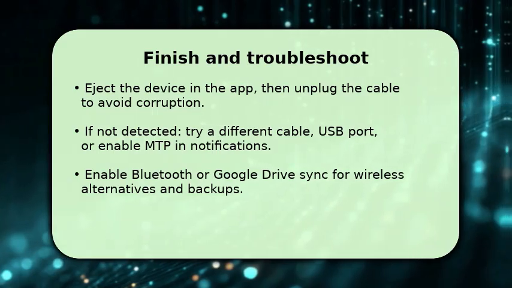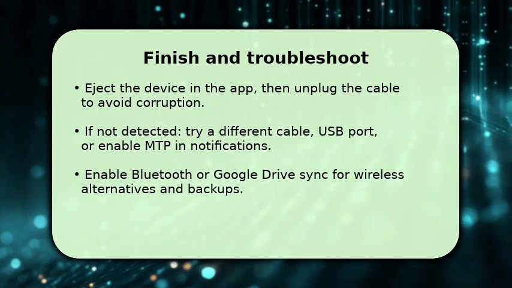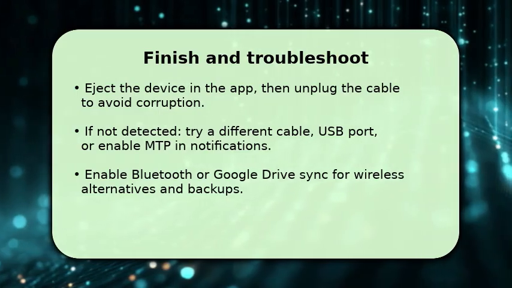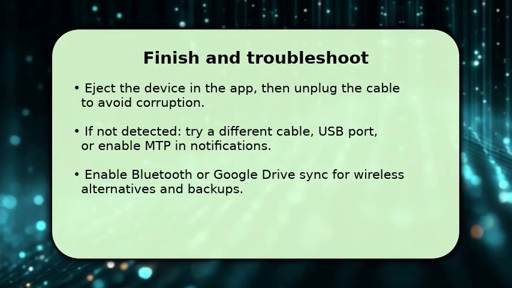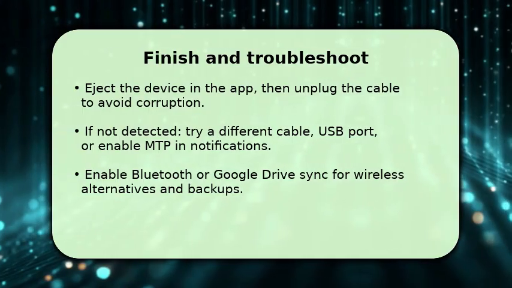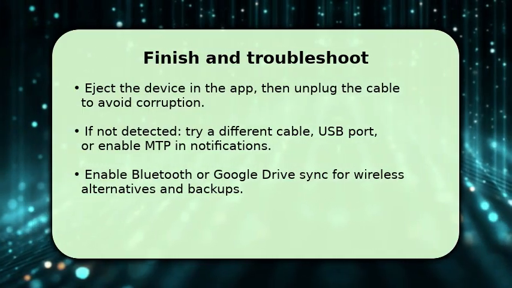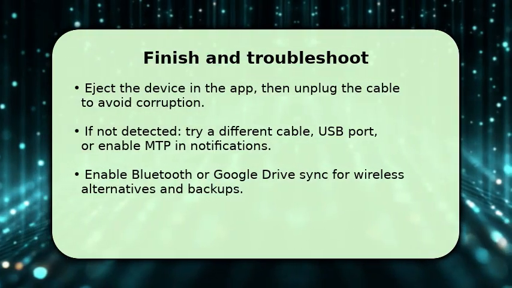If the Mac doesn't detect the phone, make sure the phone's USB mode is set to file transfer, try a known good data cable and a different Mac USB port, and restart the app. For wireless options, pair via Bluetooth for small files or use Google Drive, Dropbox, or Wi-Fi transfer apps. These are handy if cable problems persist, but always verify file integrity after copying.